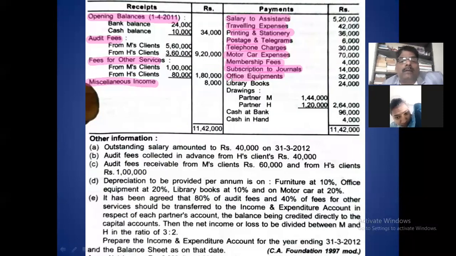And next is library books. Library books are also an asset and go to the balance sheet. Here also you take the opening balance of library books from the opening balance sheet, add purchases of 24,000, and thereafter you deduct the depreciation. Clear? Then drawings go to the balance sheet.